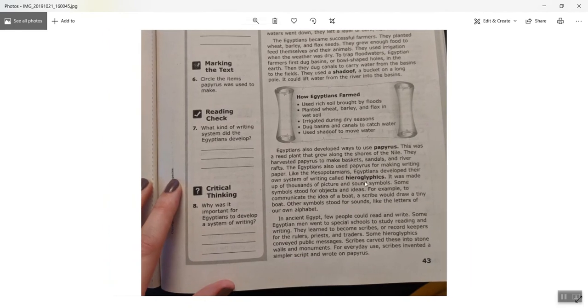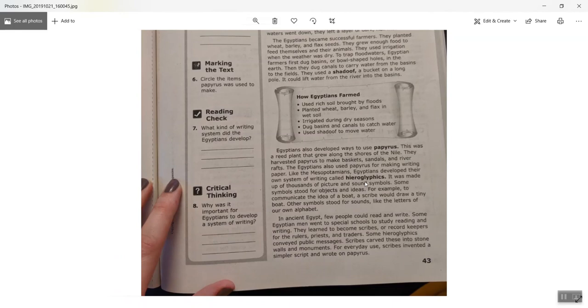Egyptians also developed ways to use papyrus. This was a reed plant that grew along the shores of the Nile. They harvested papyrus to make baskets, sandals, and river rafts. The Egyptians also used papyrus for making writing paper. Like Mesopotamians, Egyptians developed their own system of writing called hieroglyphics.